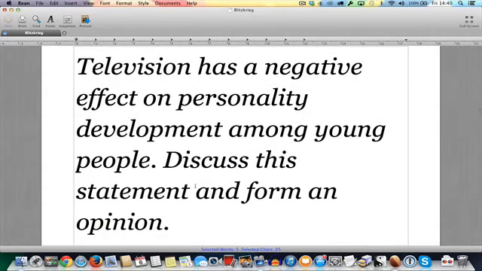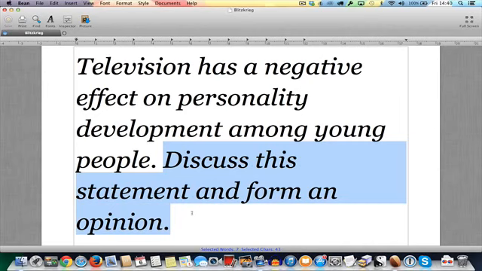Now look at this version of the same question. Television has a negative effect on personality development among young people. Discuss this statement and form an opinion. So in this instance, the instruction words are discuss this statement and form an opinion. The candidate is thus being told to analyze varying positions on the topic as a basis for a reasoned conclusion. So a straightforward discussion essay that looks at both sides of this statement on television and its effects on young people would be the only correct structural response. So we could not respond to this essay question as an argument essay.